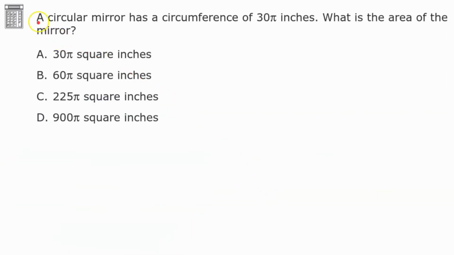Moving on to our next question, we have a circular mirror that has a circumference of 30 pi inches. What is the area of the mirror? Go ahead and pause and come back when you're ready.